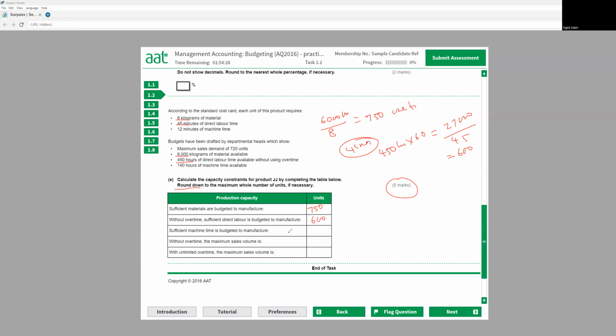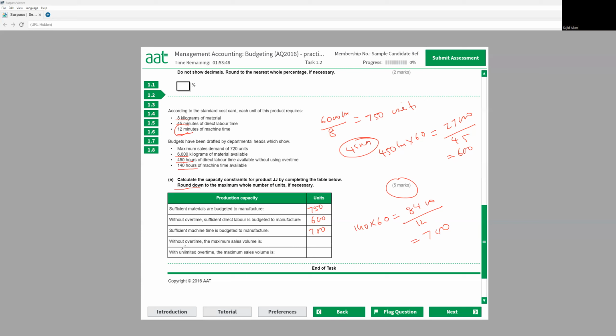The next one we have here is sufficient machine time. We have 140 hours of machine time and 12 minutes per unit. Again, the same thing, I need to change it. So 140 hours times 60 will tell me how many minutes we have. 140 times 60 is 8,400 minutes. And per unit we need 12 minutes. Divide by 12, and that tells me I can make 700 units based on the machine hours we have.